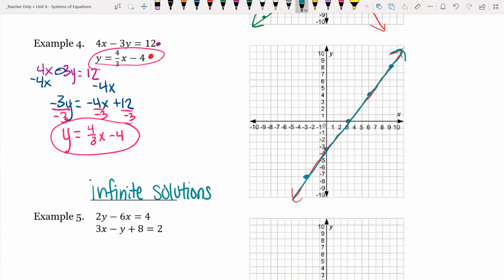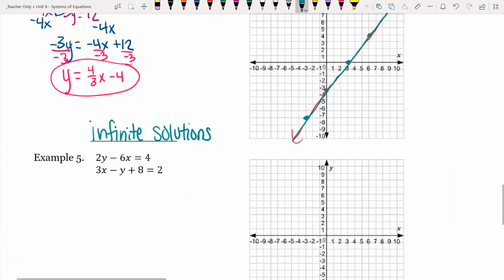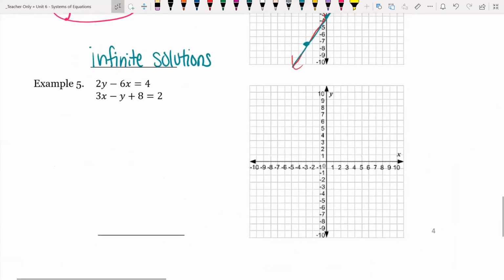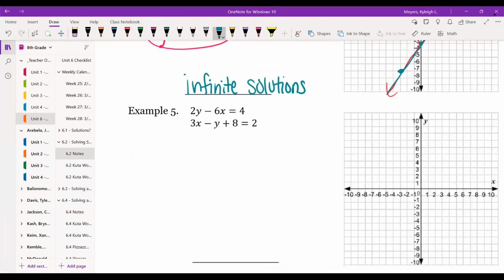Okay, so infinite solutions. All right, so I want you to try example 5 on your own. So try example 5 on your own, and we'll talk about that next time we see each other in class, okay?